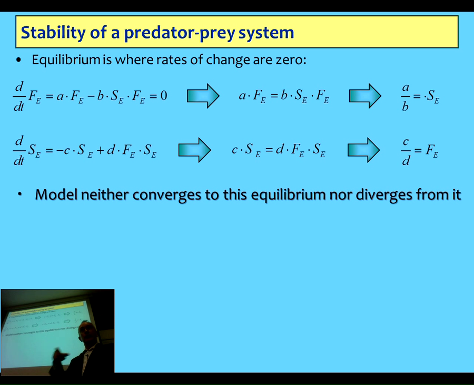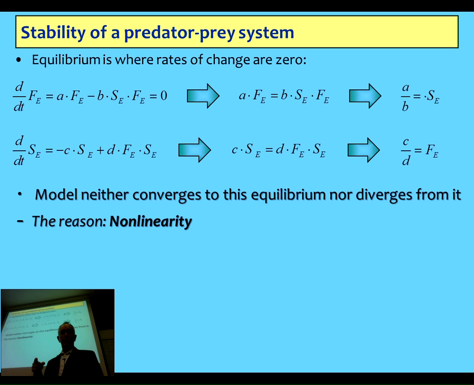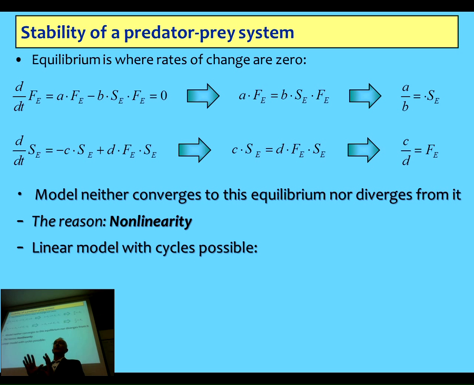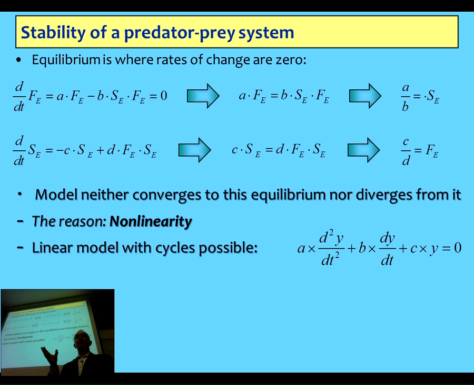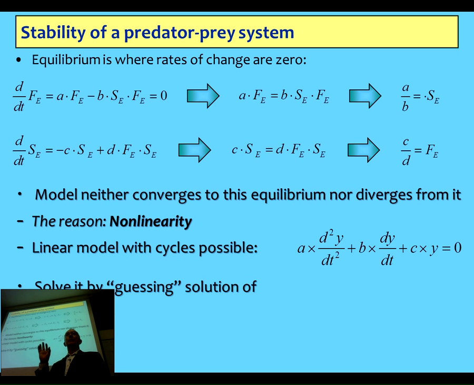Now, as you saw, it neither converges nor diverges. It continues cycling around. And that can happen for one and only one type of linear model, one particular condition, but it's a common potential phenomenon for a nonlinear model. And nonlinearity is extremely important because if you look at a linear model, you can get cycles. So an equation like that, which is a second order linear differential equation, can give you cycles. But its cycles have a particular characteristic, and nonlinear ones don't have that characteristic.